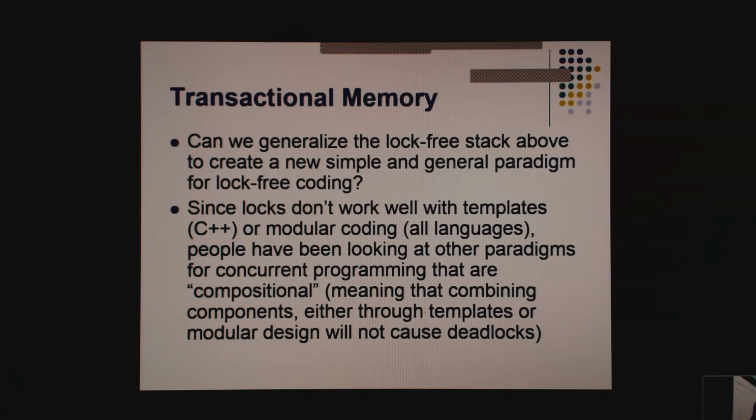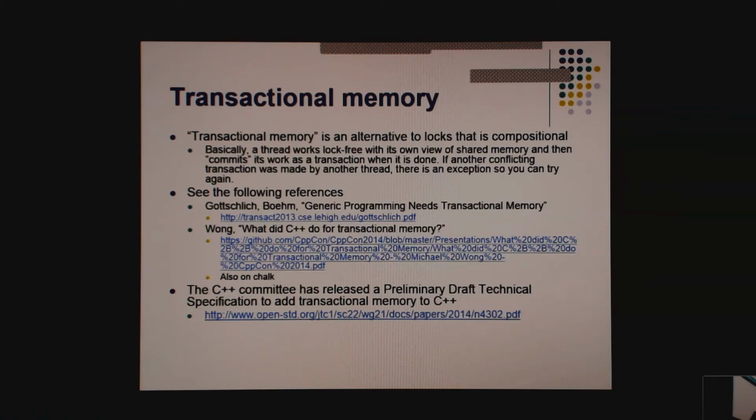So the question is, can we have a new notion of memory that allows you to program concurrently without risking deadlocks? Okay? So, Hans Boehm wrote Generic Programming Needs Transactional Memory. Right? You clearly got the wrong guy to lecture on memory here tonight.